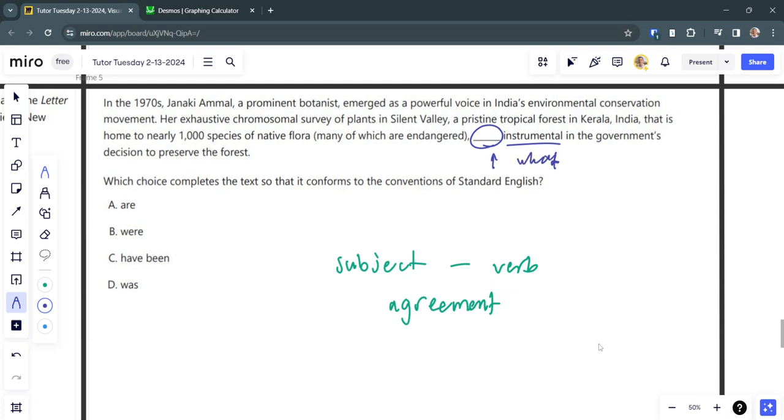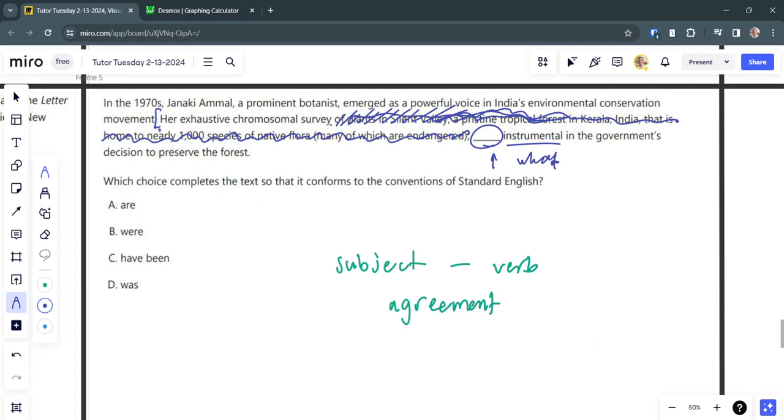And if I look earlier in this very same sentence, it says "her exhaustive chromosomal survey of plants." Once I see the word "of" or "that" or some kind of qualifier, I know that this is no longer my subject. This is just a qualifying, descriptive statement. So right here, from "survey" on out, I'm going to cross off all this stuff, because those are just extra details describing her survey.